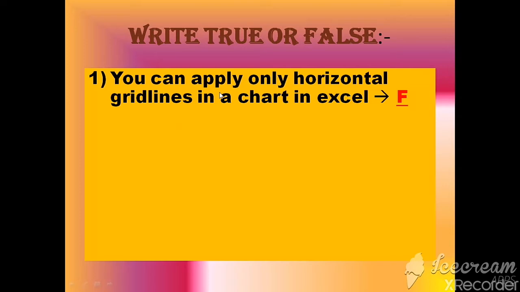First question is, you can apply only horizontal grid lines in a chart in Excel. I have already told you several times that both grid lines, horizontal as well as vertical grid lines, are applicable in a chart. I have shown you in earlier videos also, and now also I am showing you this type. This is vertical lines in an Excel chart and this is horizontal lines. So the statement is completely false, as it talks only about horizontal grid lines. Clear?